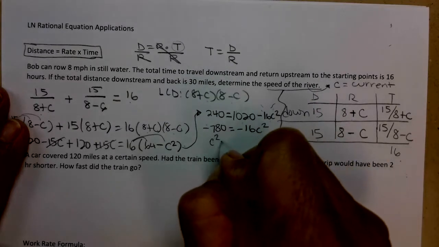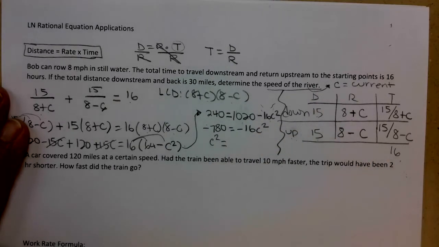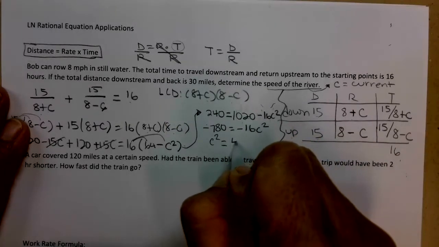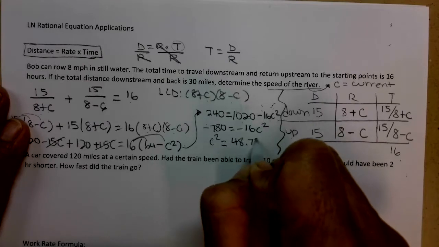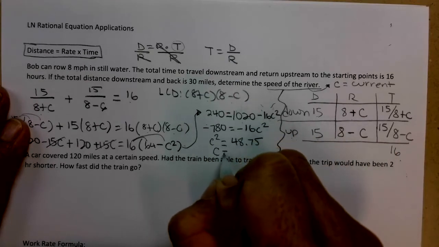So c squared equals, let me check my math real quick, because I have 780 and I don't really like that it's not a nice number. But maybe it's just not a nice number. No, 780 it is, divided by 16. Okay, there we go. So c squared is 48.75. Then we'll square root both sides.